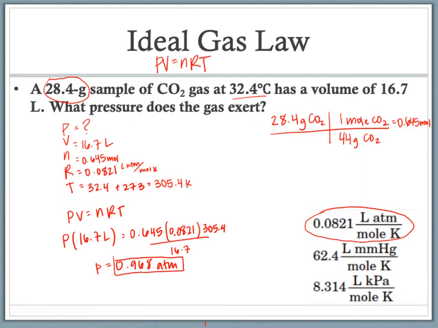When you converted 28.4 grams to moles, you should have gotten 0.645 moles. So now we have volume, moles, R value, and temperature. We're going to plug all of those in and solve for pressure, and we get 0.968 atmospheres.